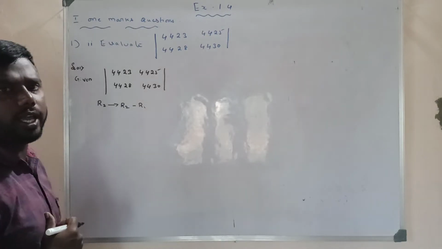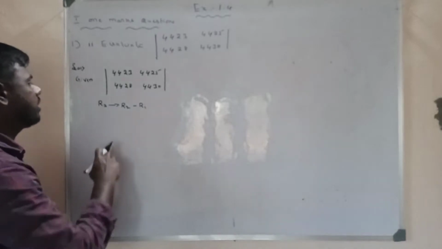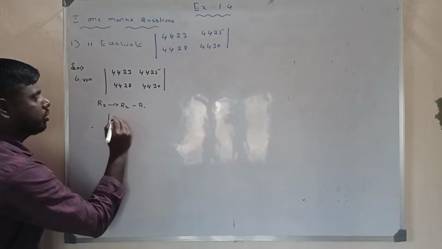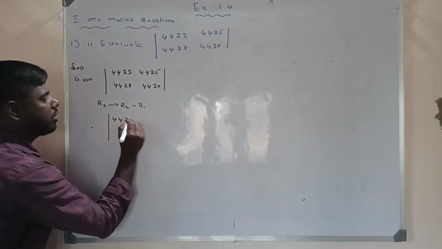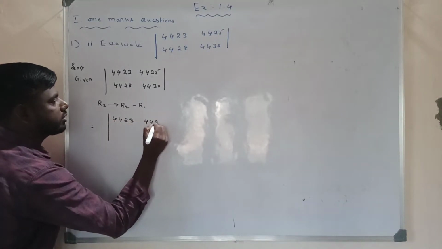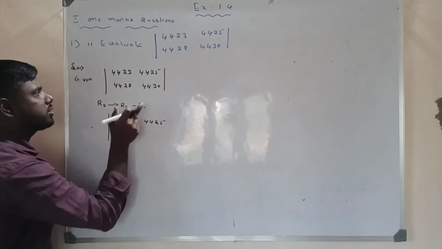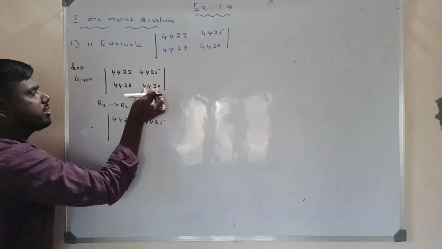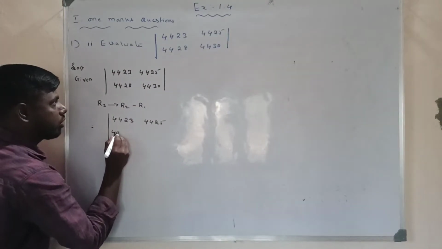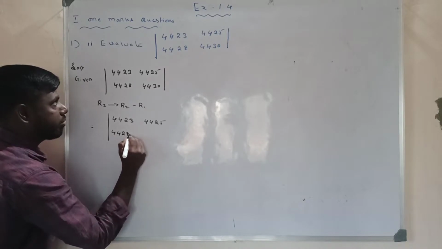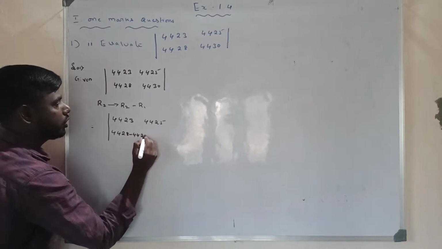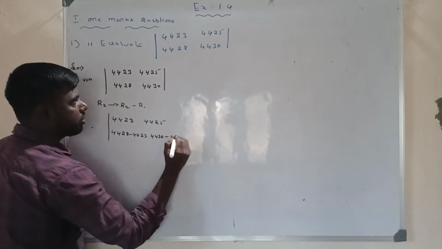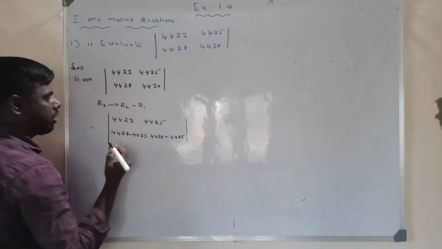But here we are using row operation. That's why the second row changes to the second row minus the first row. Only the second row changes, so the first row we write as it is. Now this row minus this one, this element minus this one, this element minus this one. So the second row becomes 4428 minus 4423, and 4430 minus 4425.